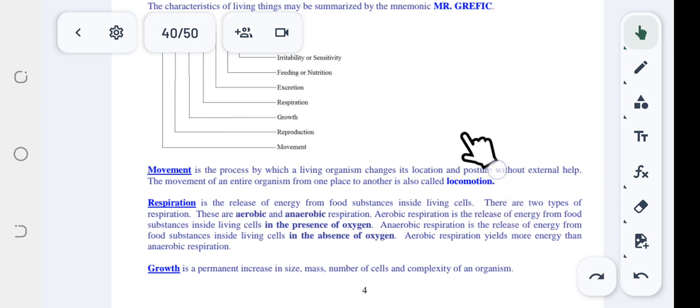When you look at the way we move as human beings, walking, that is locomotion. It is not just movement, but locomotion. But for plants, they just shake their leaves or move towards light. That is classified as just movement, not locomotion. Hope there is no problem with movement.